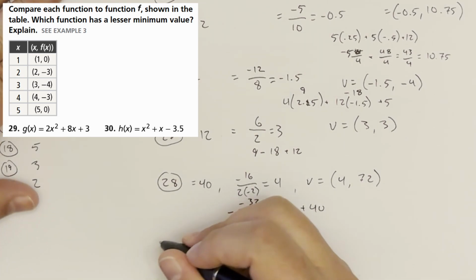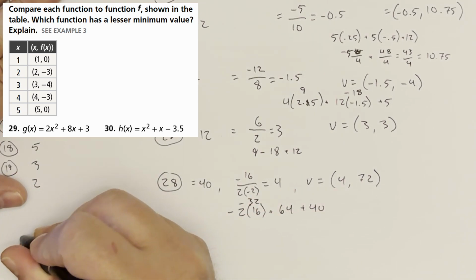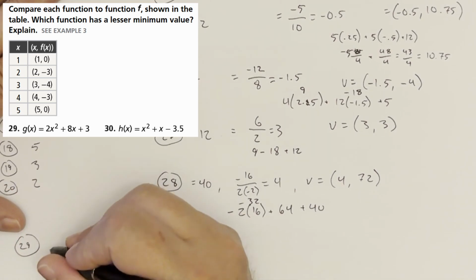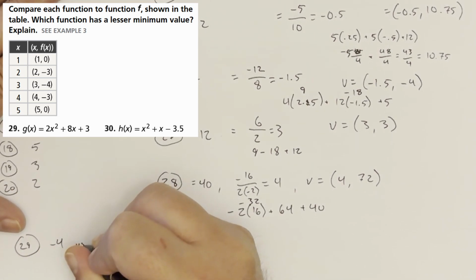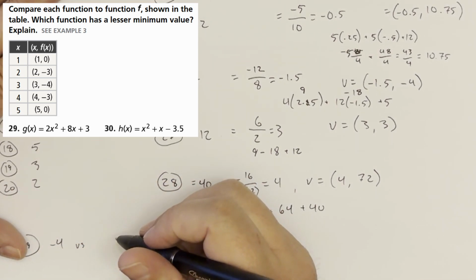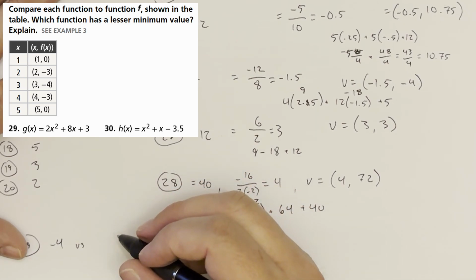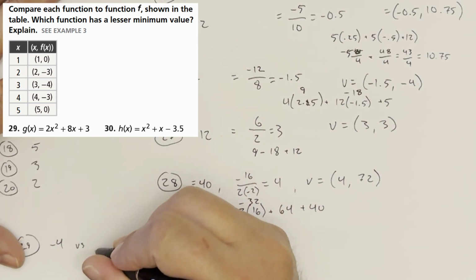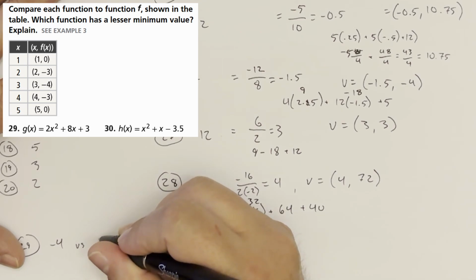All right. Compare each function to function f shown in the table. So we got this graph in the table, and it looks like 3 is our axis of symmetry in the middle. That's nice. And then it kind of curves up. So the minimum value is negative 4. And then what's the minimum value for 29? We have 2x squared plus 8x plus 3.